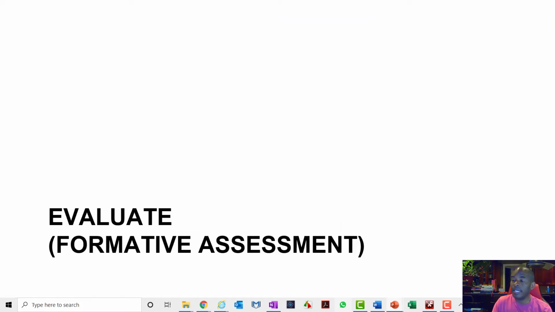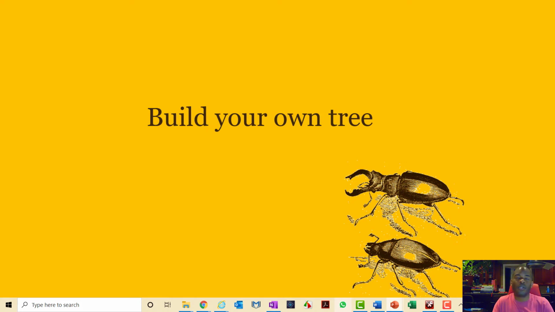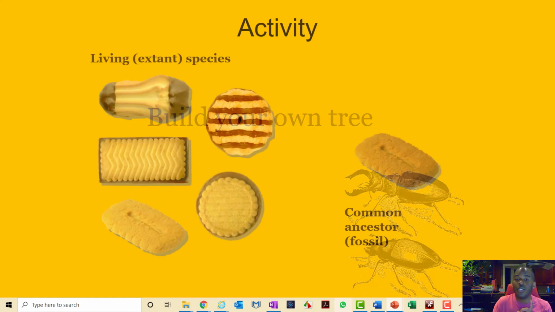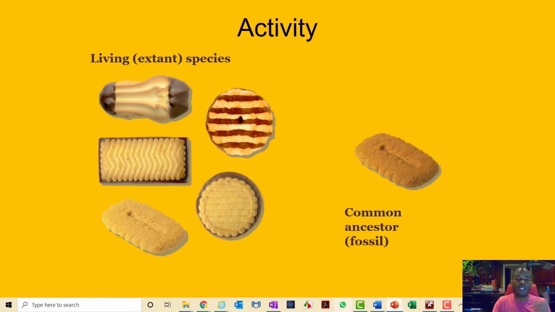So if we were in class, at this point we would have brought in a whole bunch of Oreo cookies and Voortman cookies and Dad's cookies, and we'd all be eating cookies. Before we ate our cookies though, you would create a phylogenetic tree. So you get to do this here.